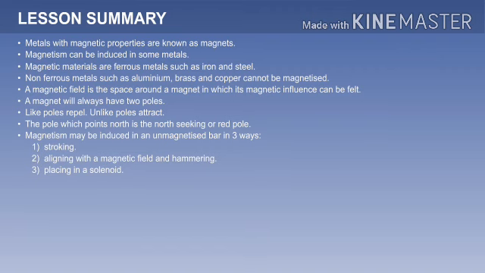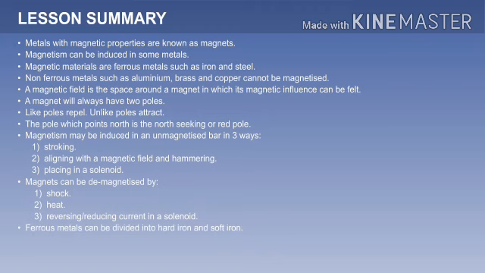Magnetism may be induced in an unmagnetized bar in three ways: stroking, aligning with a magnetic field and hammering, placing in a solenoid. Magnets can be demagnetized by shock, heat, reversing and reducing the current in a solenoid. Ferrous metals can be divided into hard iron and soft iron. Magnetism in hard iron is permanent and difficult to induce. Magnetism in soft iron is temporary and easy to induce.